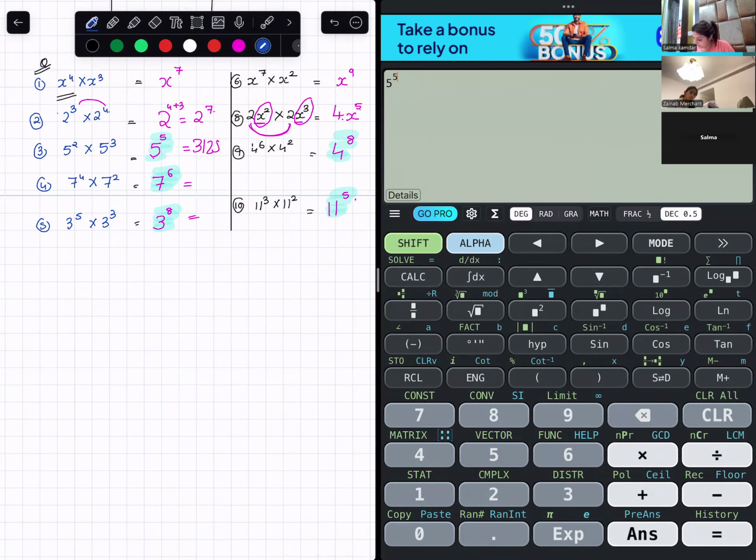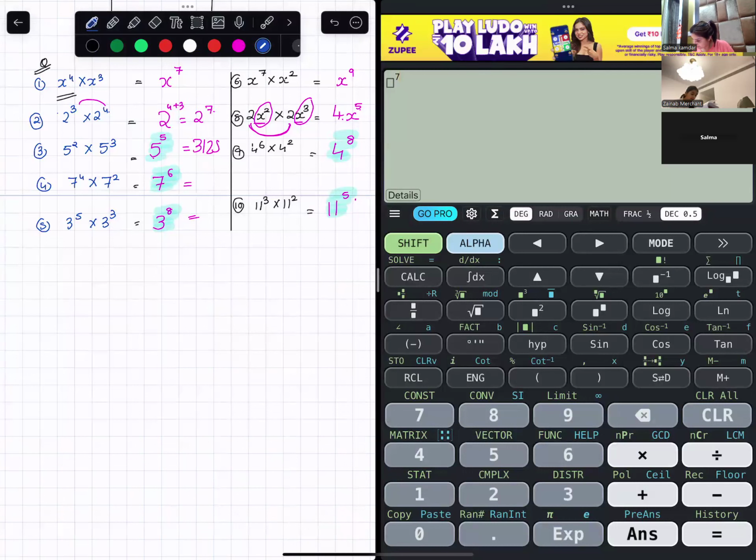Then next one I will do. 7 to the power of 6. 117649. Then you will do 3 to the power of 8. 6561.